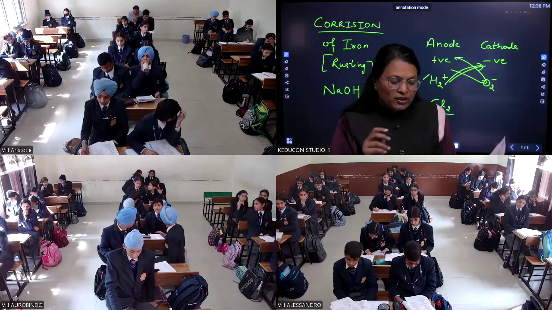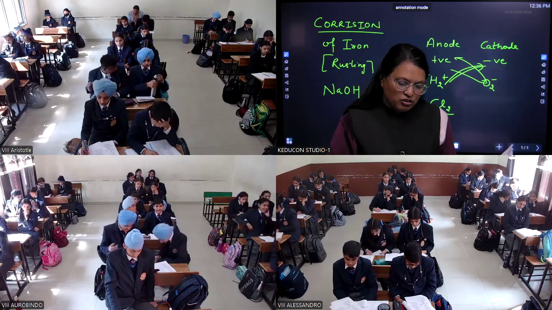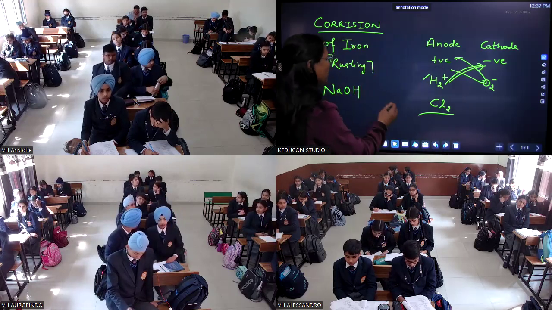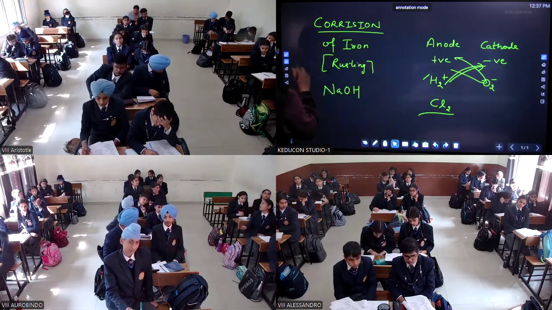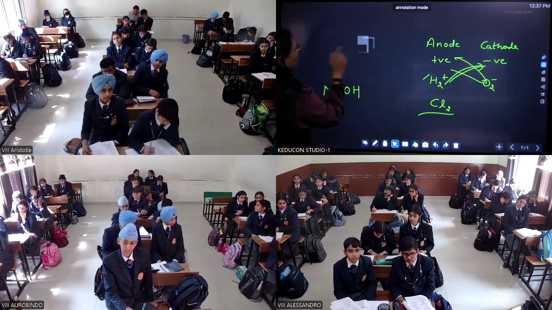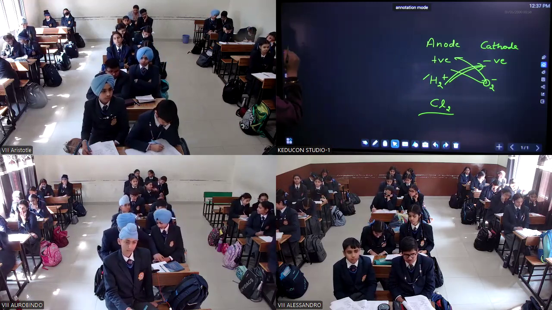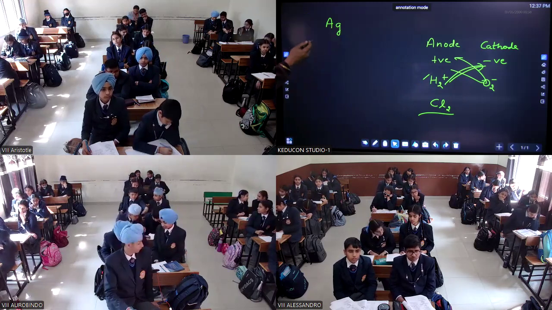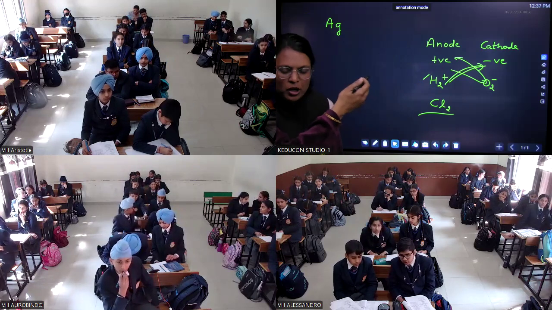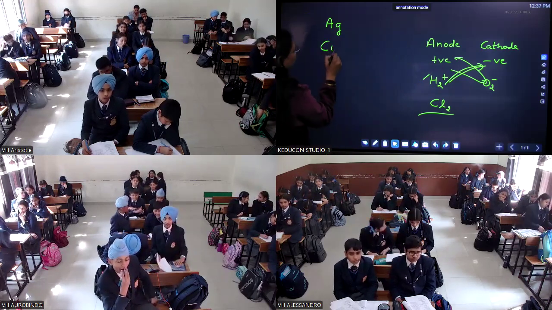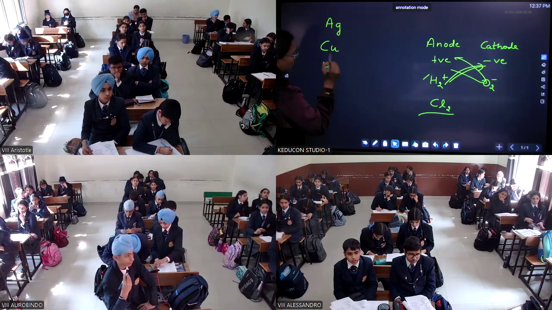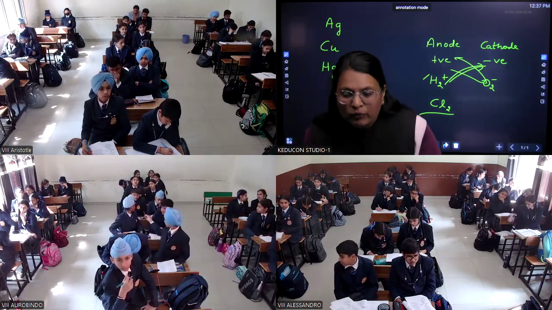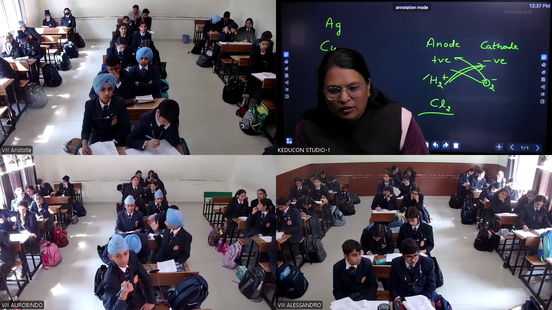See, Q is an element which remains unchanged when it conducts electricity. Why? See, any metal, it can be mercury, it can be copper, it can be silver, when taken in liquid form. Do you know whose formula this is? Ag is the symbol of silver, Cu is for copper, Hg is for mercury. When these metals are taken in their liquid form, they will conduct electricity.